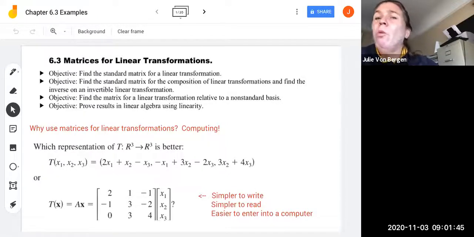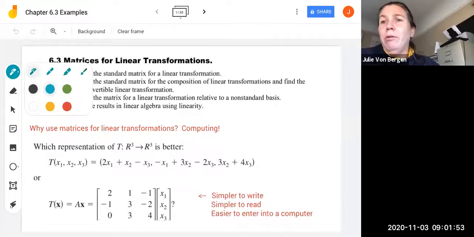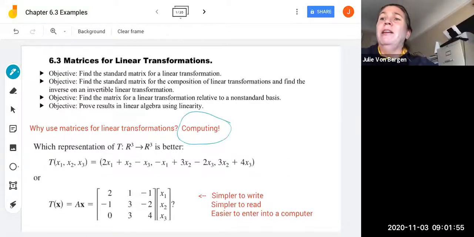So let's talk about why we use matrices for linear transformations. The big answer here is because of computing. Matrices give us the ability to do more with computing and to do calculations faster with computing. So think about which representation of T that maps R3 to R3 is better.